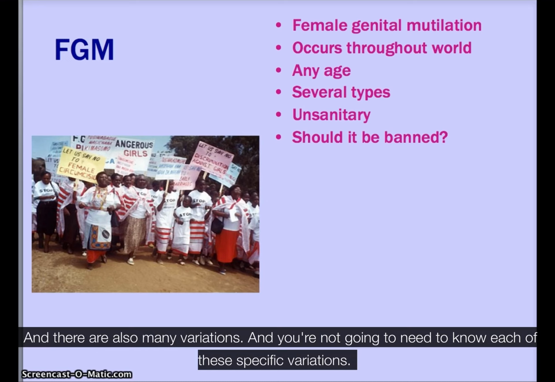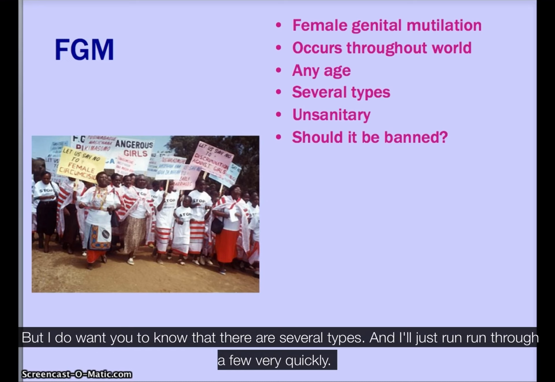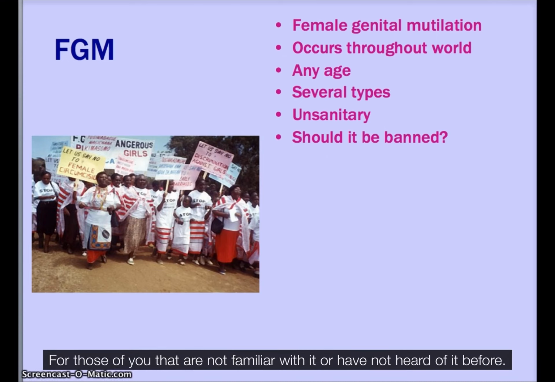And you're not going to need to know each of these specific variations, but I do want you to know that there are several types. And I'll just run through a few very quickly for those of you that are not familiar with it or have not heard of it before.